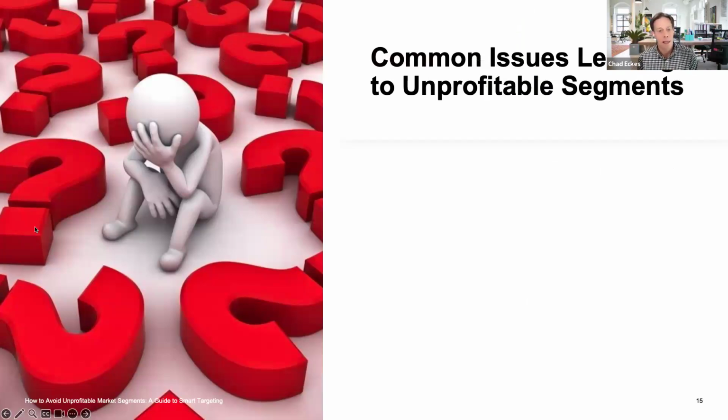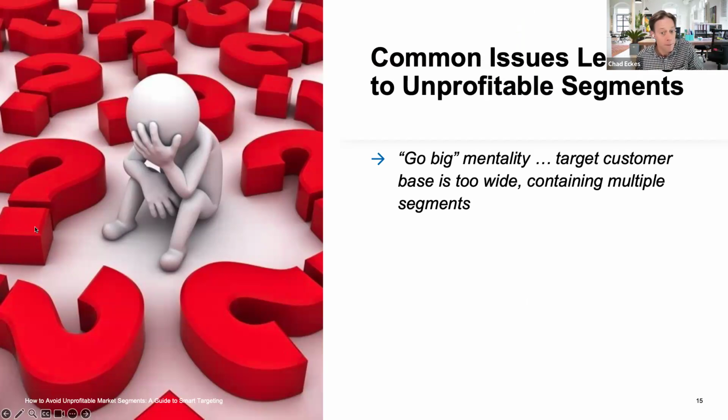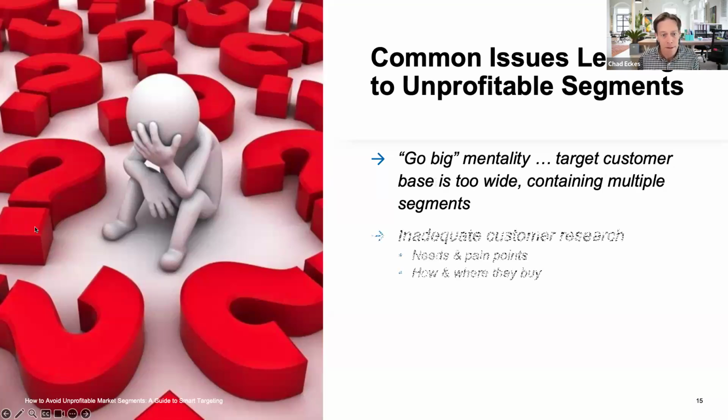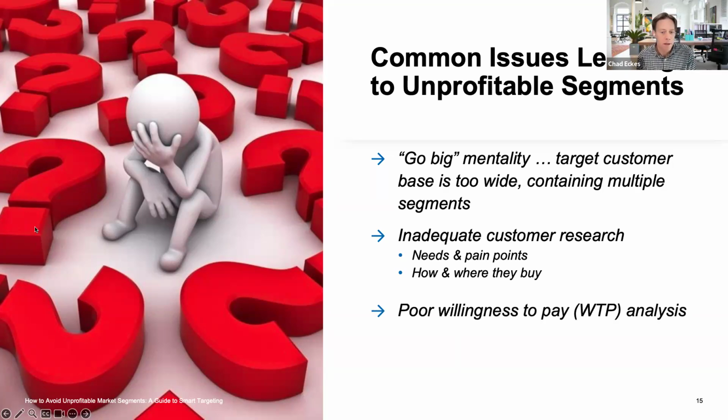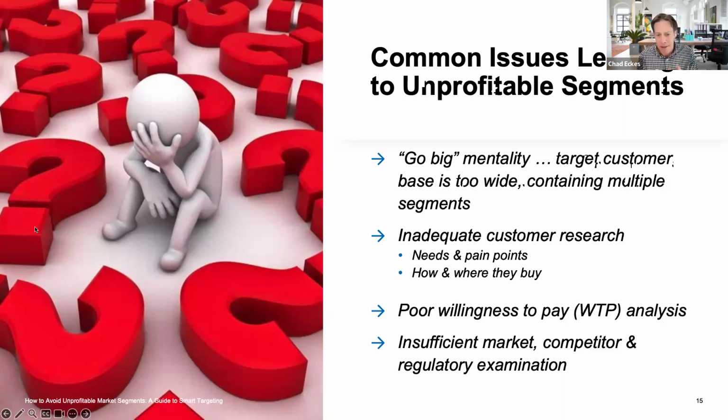So if we look at these 3 examples collectively, there are some common issues that do tend to lead to unprofitable segments. For example, having that go big mentality and choosing a target customer base that's too wide, contains too many segments, maybe not performing enough customer research, leading to not understanding their true needs and pain points, as well as how and where people want to buy. Misinterpreting customers' willingness to pay, not analyzing that well, and therefore it often results in the price being too high. You didn't really understand that your price was too high. And then lastly, not examining the current market, not understanding the competition or regulatory landscape.